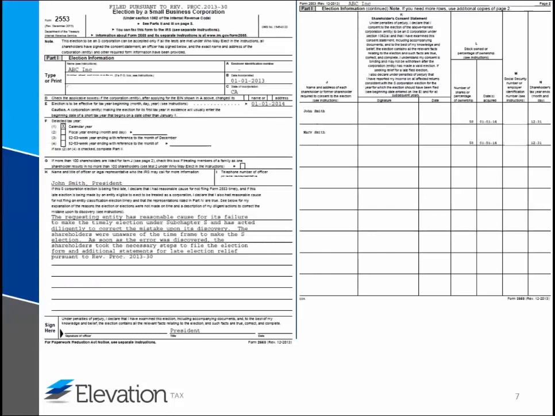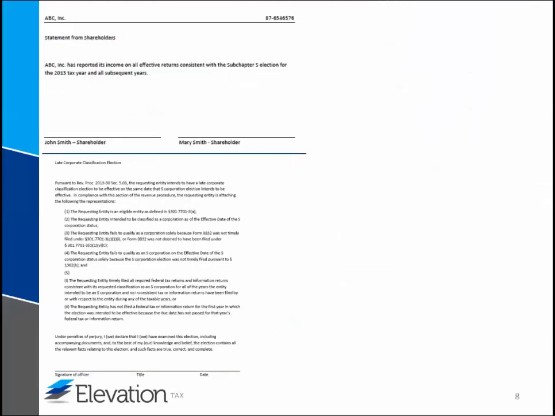Here are the first 2 pages of the Form 2553. Any officer of the corporation needs to sign and date the bottom of page 1. On the second page, each shareholder needs to sign and date next to his or her name. The next 2 pages are the additional forms that will need to be sent along with the 2553.